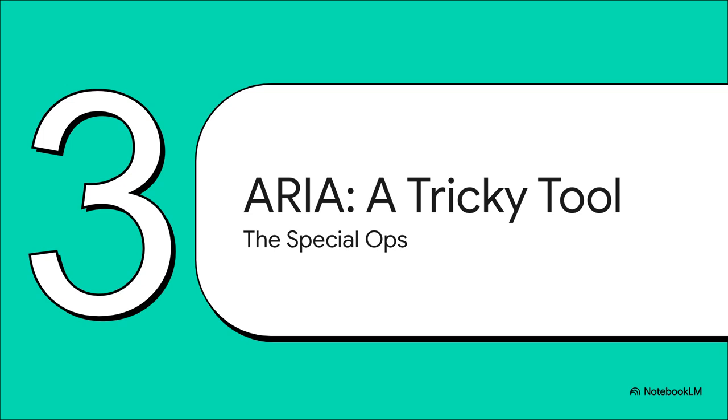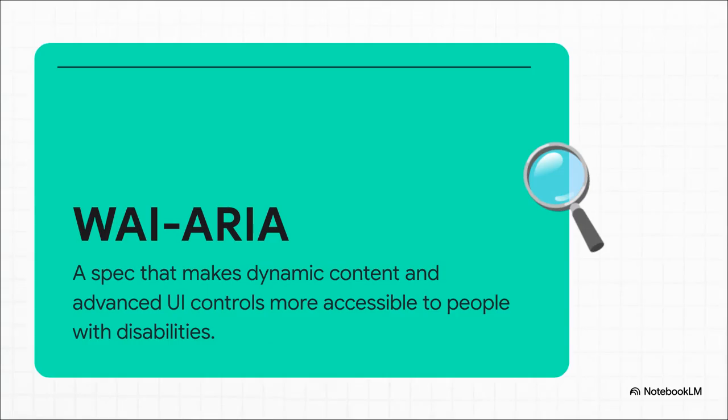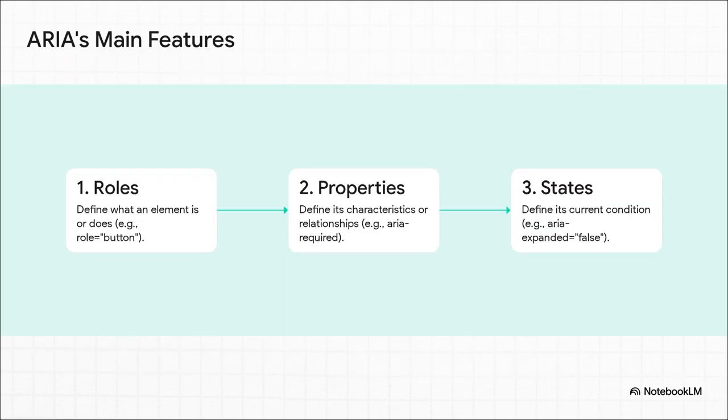But what happens when HTML just doesn't cut it? When you're building a super complex web app that needs to act like desktop software. Well, that's when you have to call in the special forces. And that's ARIA. WAI-ARIA stands for Accessible Rich Internet Applications. It's basically a set of extra attributes you can add to your HTML. It's not a language itself. Its entire job is to patch those holes in the accessibility map we talked about. It lets us tell the browser what our custom-made stuff is supposed to be, giving a voice to those otherwise meaningless boxes.